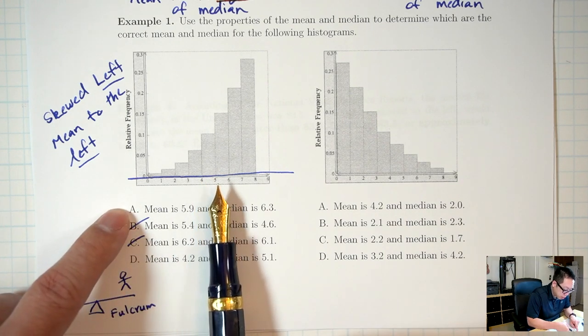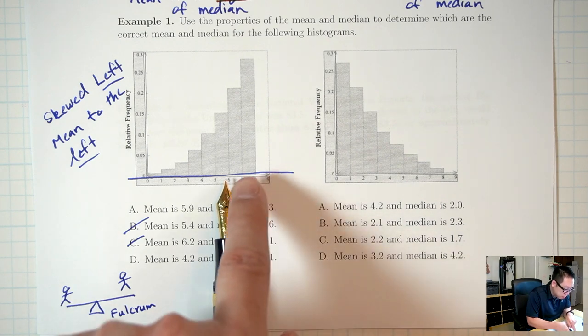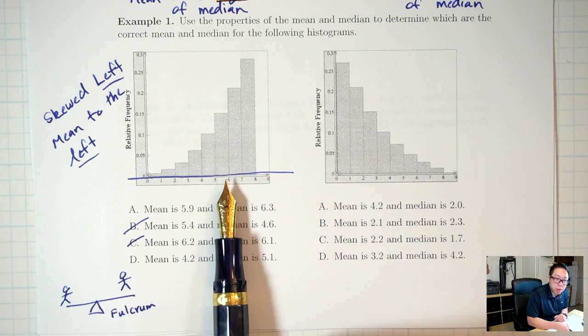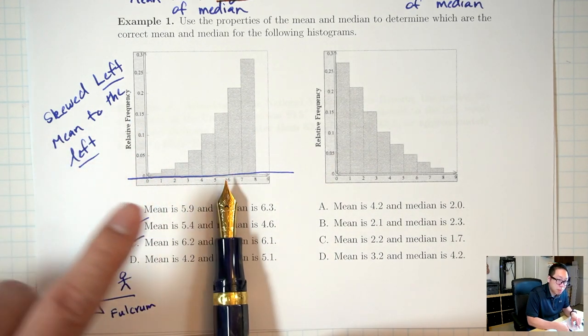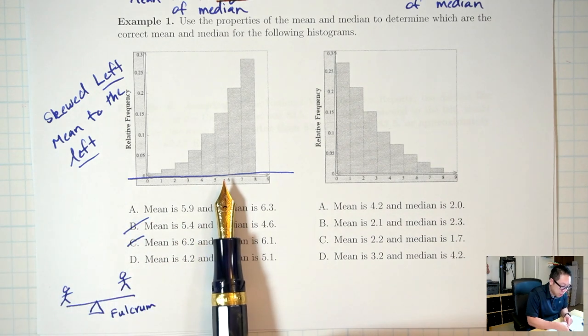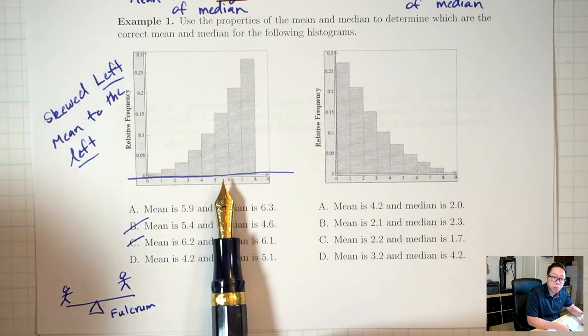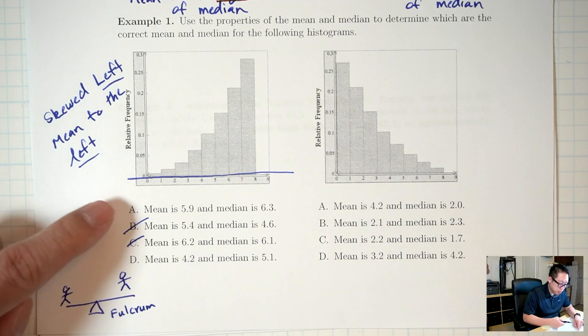Part A, 5.9, which is right here, has a better chance of being balanced because I have a few big blocks on the right side and smaller blocks on the left side, but I have more smaller blocks. So at 5.9, it's more likely to balance, right? A few big blocks on the right side and then more small blocks on the left side. So it looks like it's going to balance at 5.9, which means A is the answer.